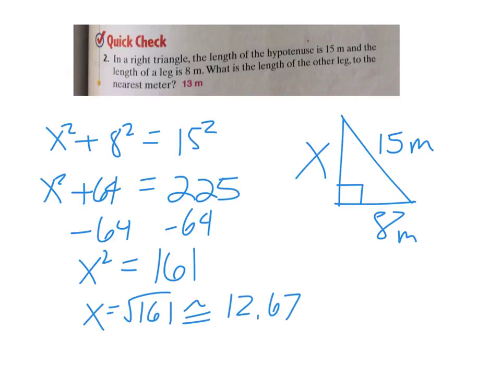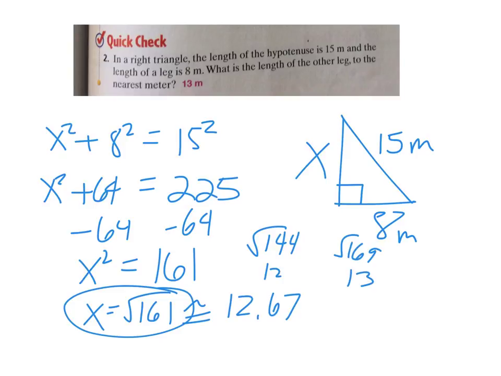12.67. But again, we do know that this falls between the square root of 144, which is the number 12, and the square root of 169, which is the number 13. So it's obviously, we're right, it's in between 12 and 13.